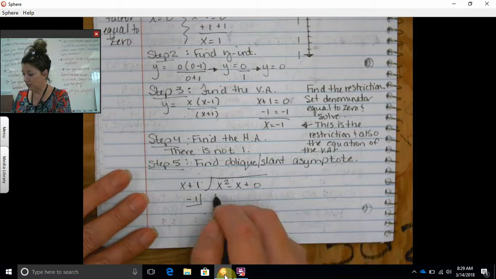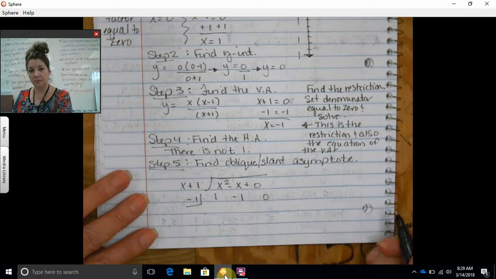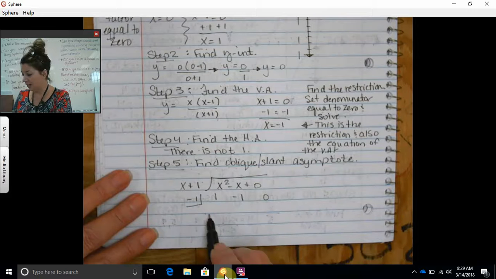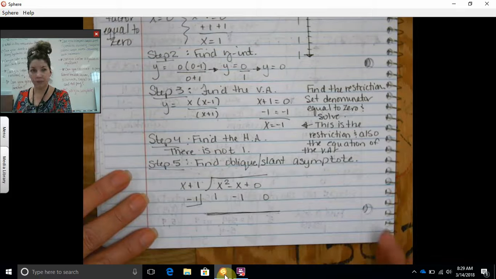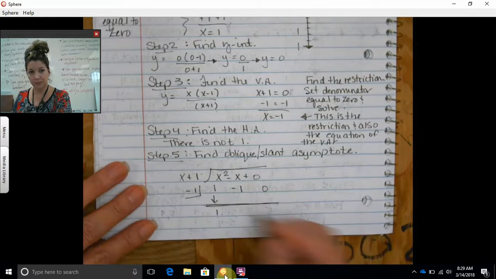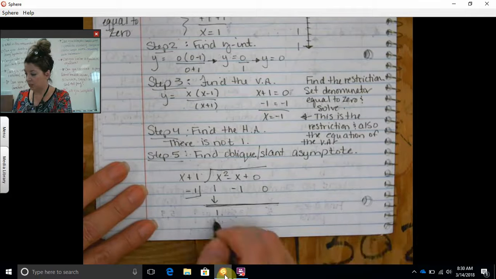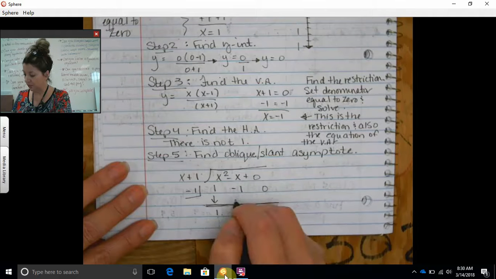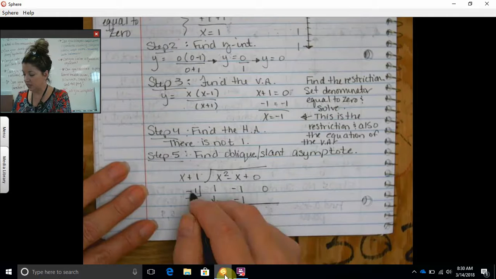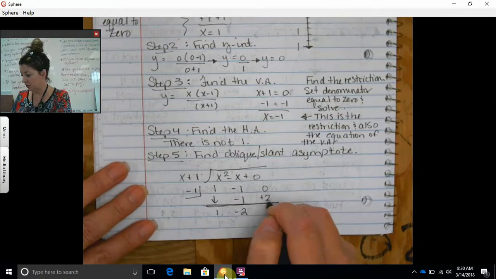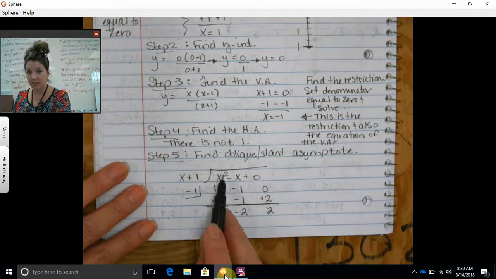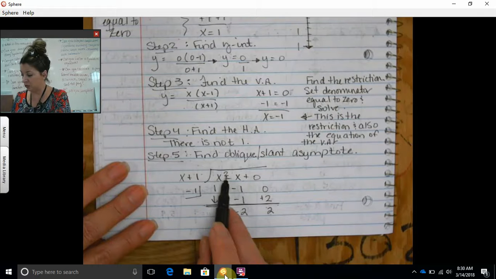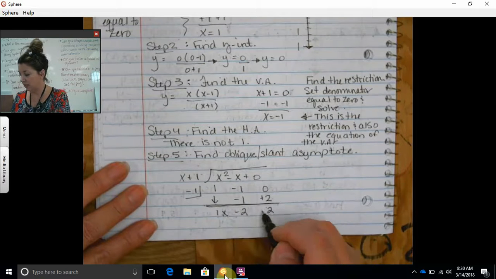Bring down all of your coefficients and the constant. Skip a line, draw a line. That first number, I'm just going to bring it down. What's 1 times negative 1? Negative 1. Negative 1 minus 1 is negative 2. Negative 2 times negative 1? Positive 2. 0 plus 2? 2. So we have, remember, you go 1 degree less than the dividend. So this has 2 degrees. We'll start with 1 degree, 0 degrees, and anything less is our remainder.